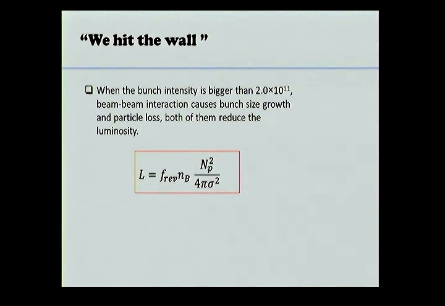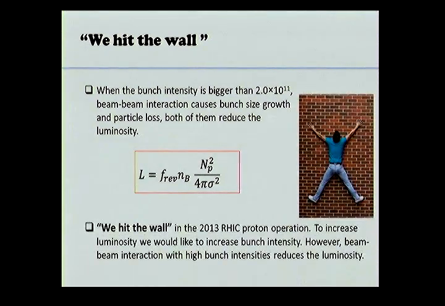From this equation, particle loss and the increase of the sigma, the beam size, both reduce the luminosity. Actually, in 2013, in the RHIC proton operation, we already hit the wall. On one side, to increase the luminosity, we were very eager to increase the proton bunch intensity. However, with the bigger bunch intensity, the beam-beam interactions reduce the luminosity. So in the 2013 RHIC proton operation, as a compromise, we had to reduce the proton bunch intensity in normal operation.